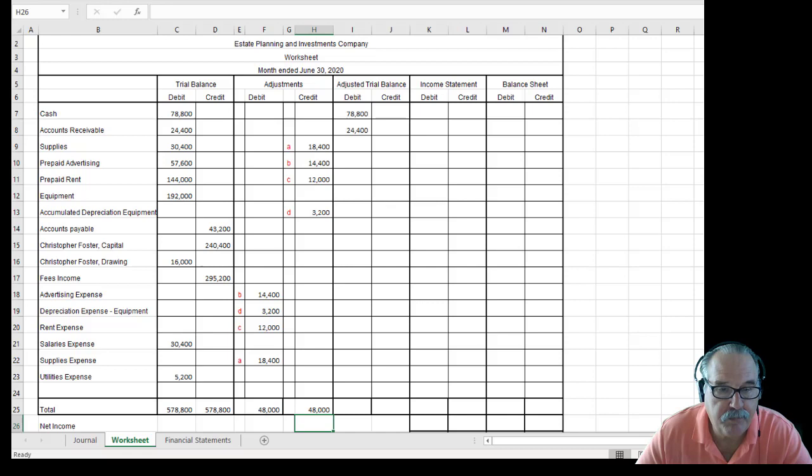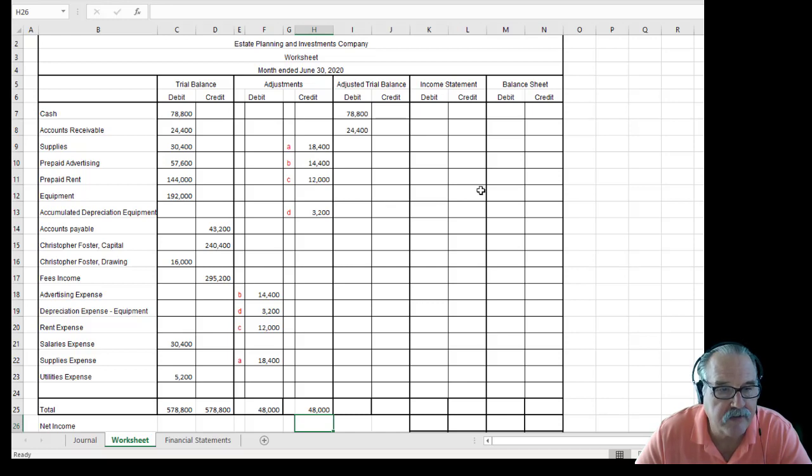Okay, so I have posted these adjustments and I've used the references A, B, C, D, and I've done this in red. This is a very common thing that accountants do, is these kinds of references in a red pencil. But obviously in Excel, I have formatted it to be red, and I total it up, and my debits equal credits, 48,000.